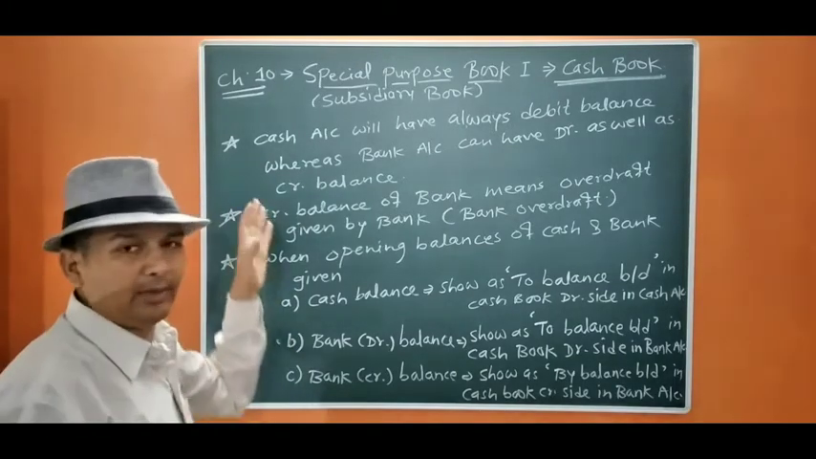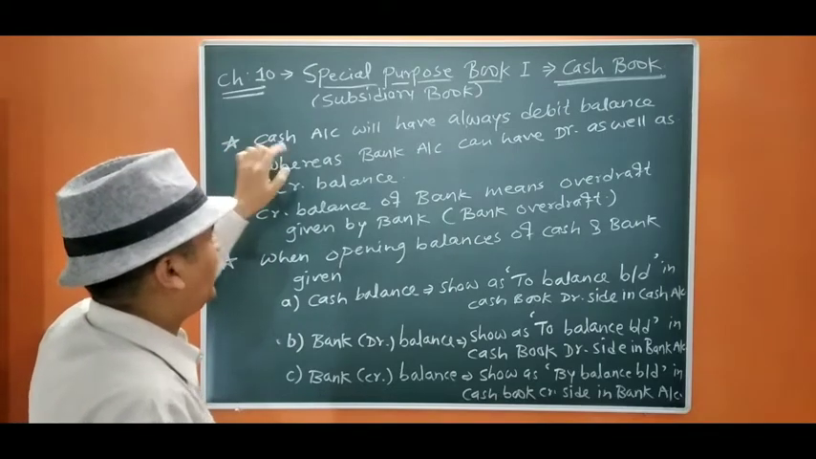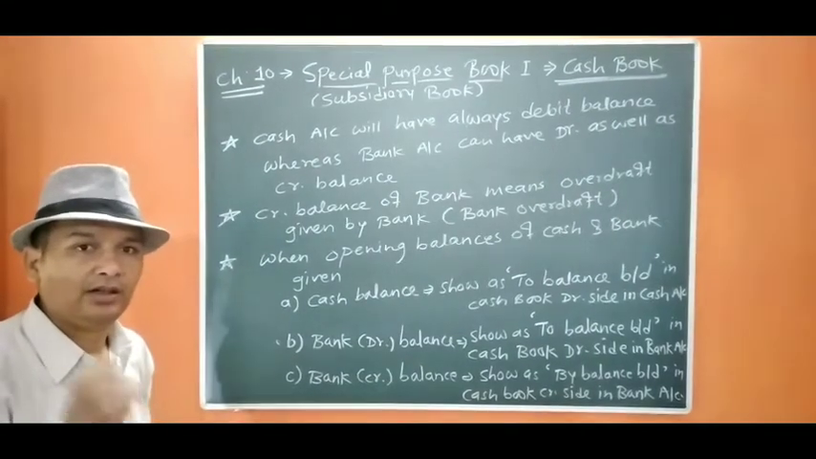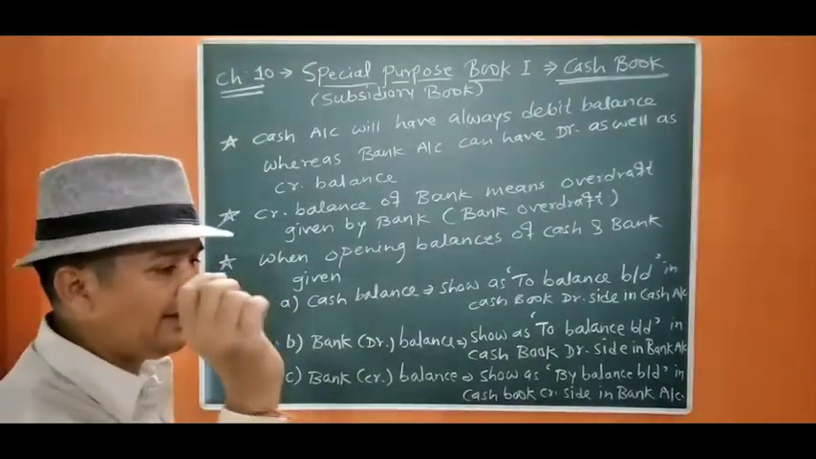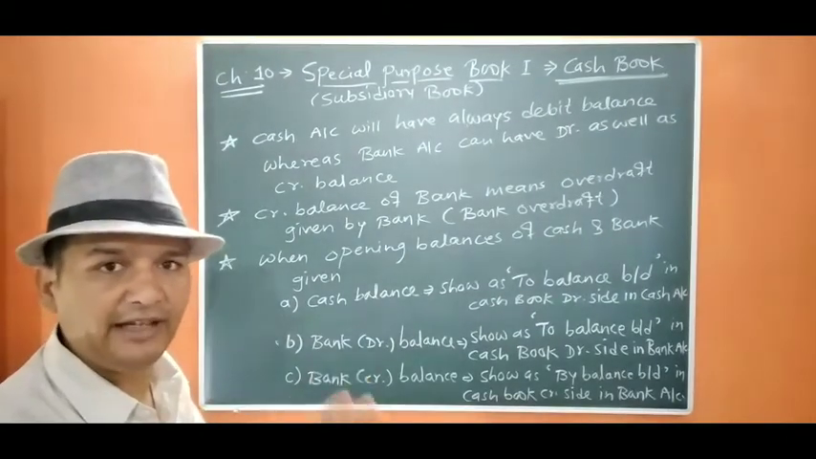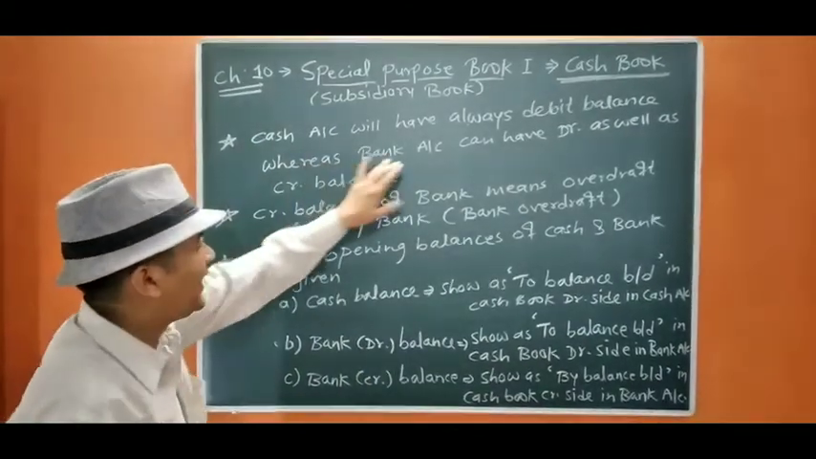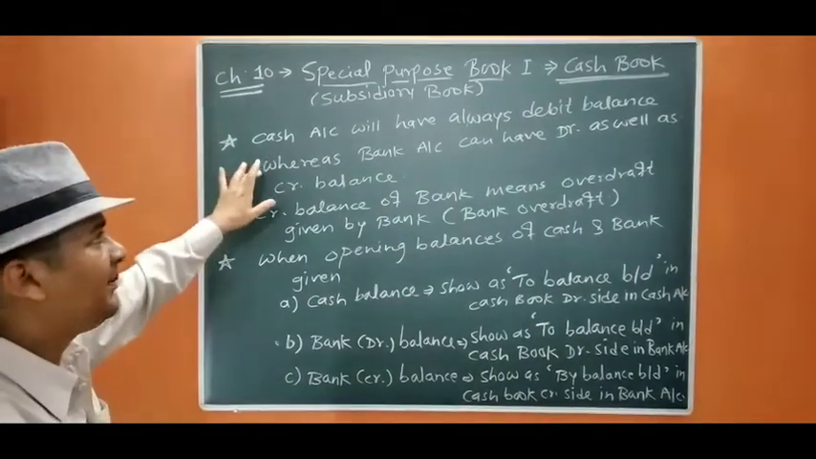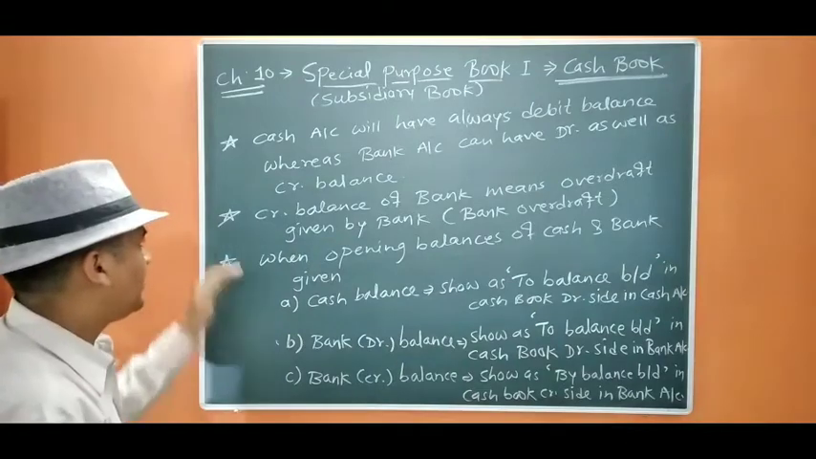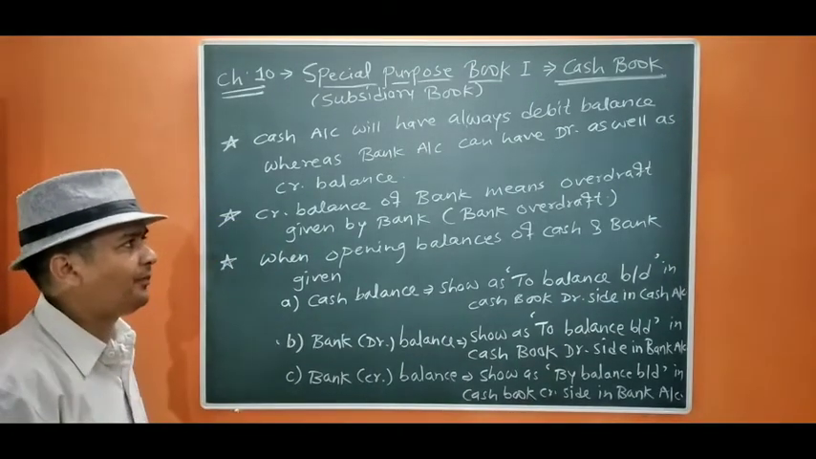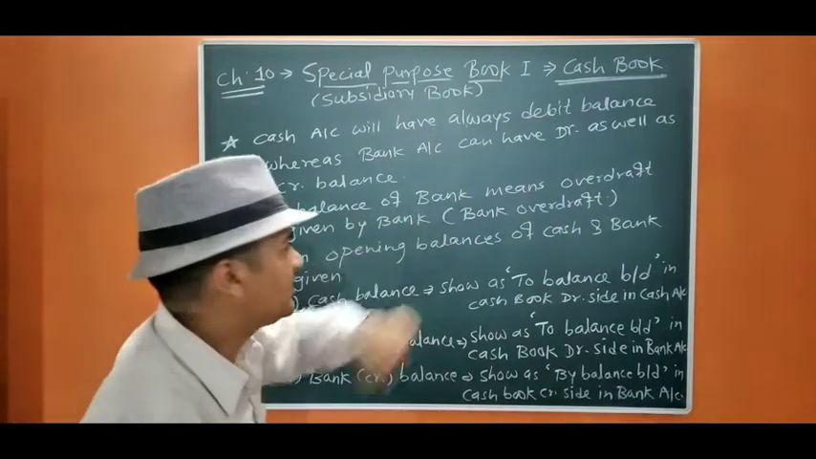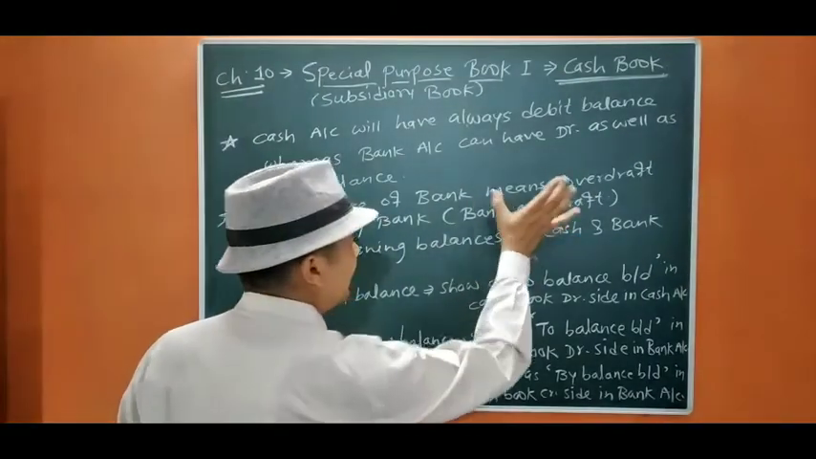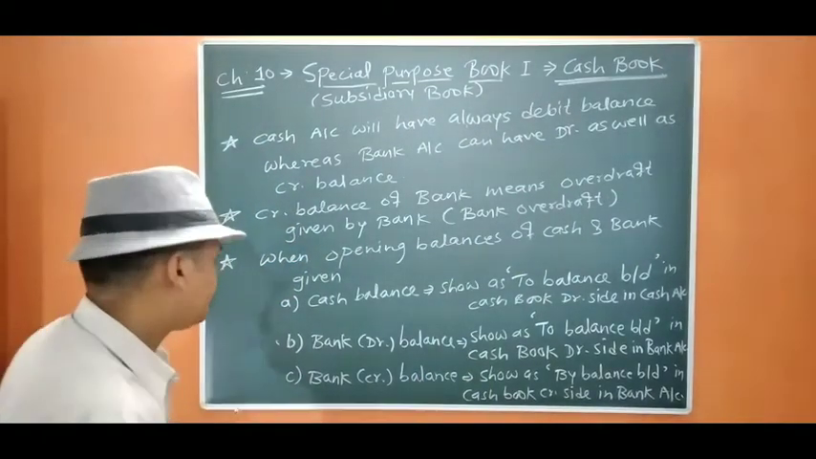Next, in double column cash book, cash account will always have a debit balance. That means cash account will never show a credit balance at any time. Okay, whereas bank account can have debit as well as credit balances. Okay, this may be the opening balance only. Okay, so credit balance of bank account means overdraft given by the bank. Okay, we also call it bank overdraft.